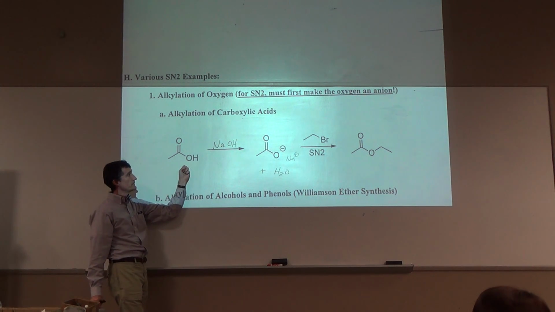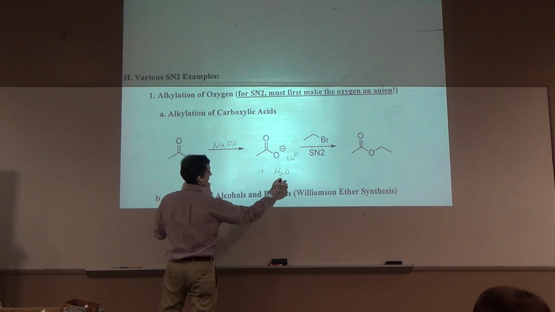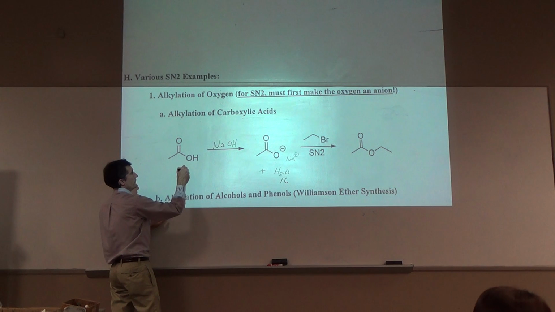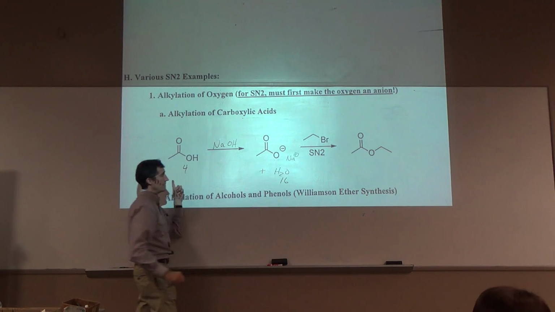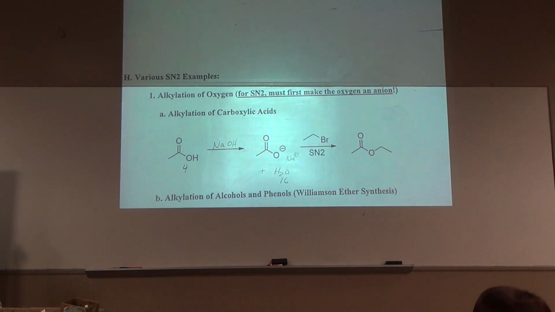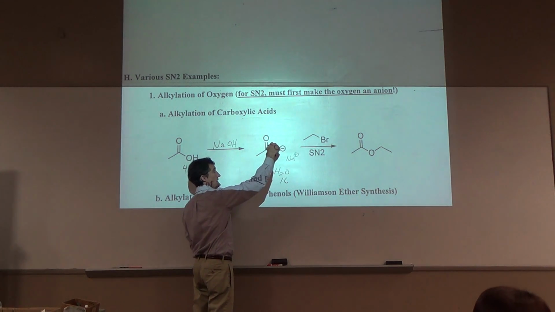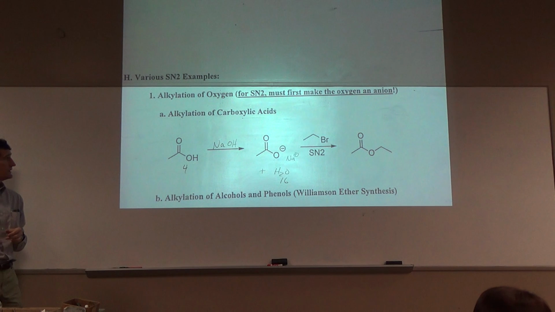Which side's favored? Left or right? Well, that's 16. What's the pKa of an acid? 4 to 5. Which side's favored? 4 or 16? 16 by 10 to the 12. You see it's highly favored. Is this a good nucleophile? Yes. We made our acid a better nucleophile by converting it to the, what do you want to call that species?